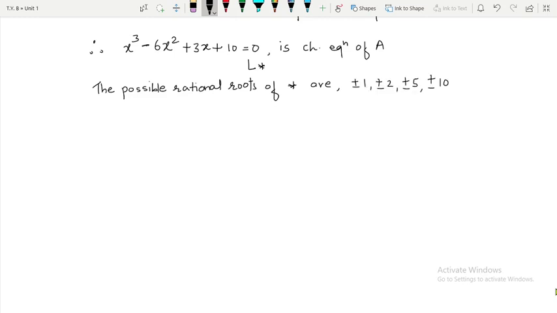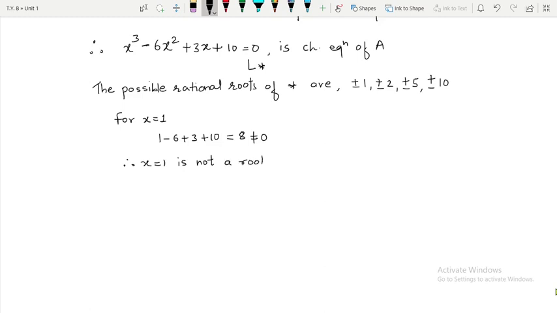So first of all we will go for x is equal to 1. So for x is equal to 1, what we are getting, 1 minus 6 plus 3 plus 10, we should get 0, right? Then it will be a root. But over here I think we are getting 1 minus 6 is minus 5, 3 minus 5 is minus 2, and 10 minus 2 will be 8, which is non-zero. So therefore you can say x is equal to 1 is not a root of star.